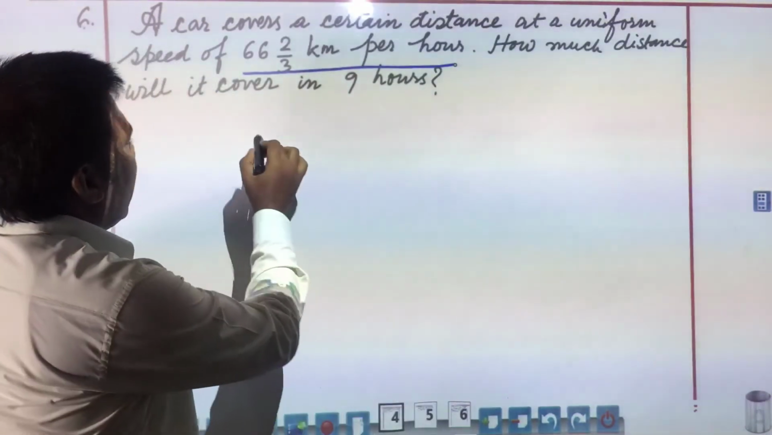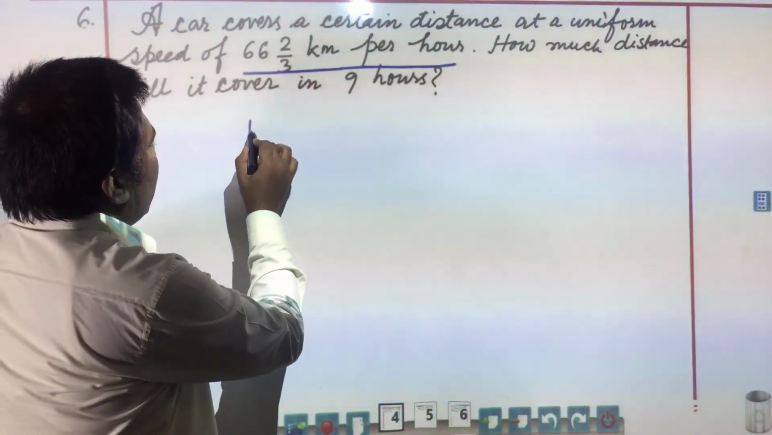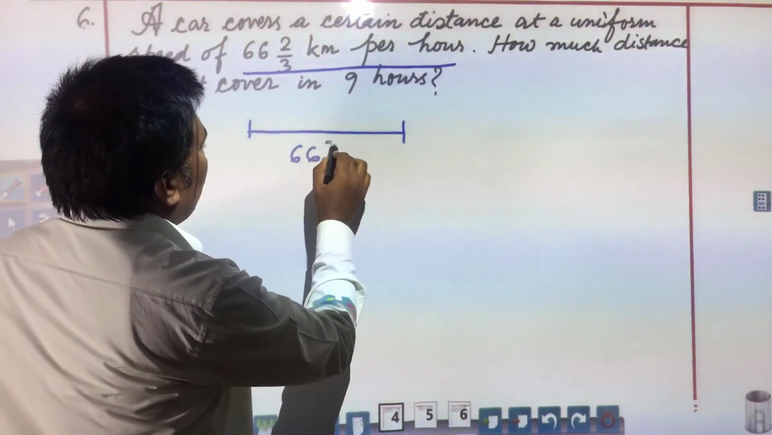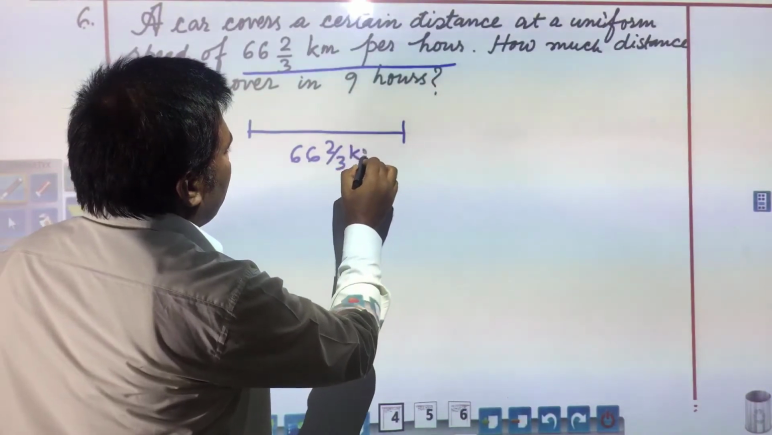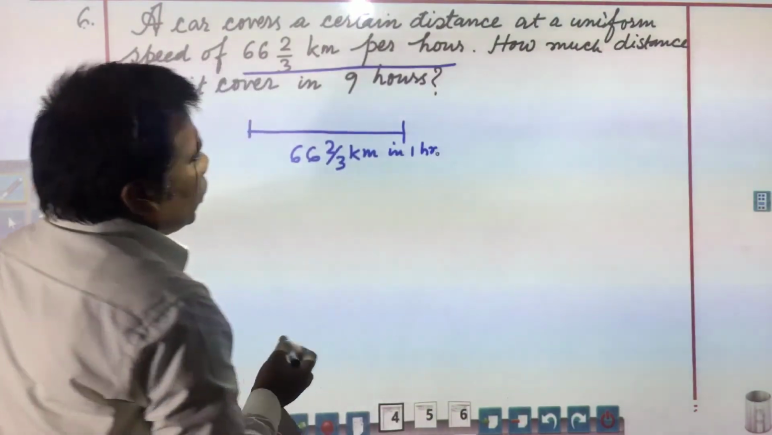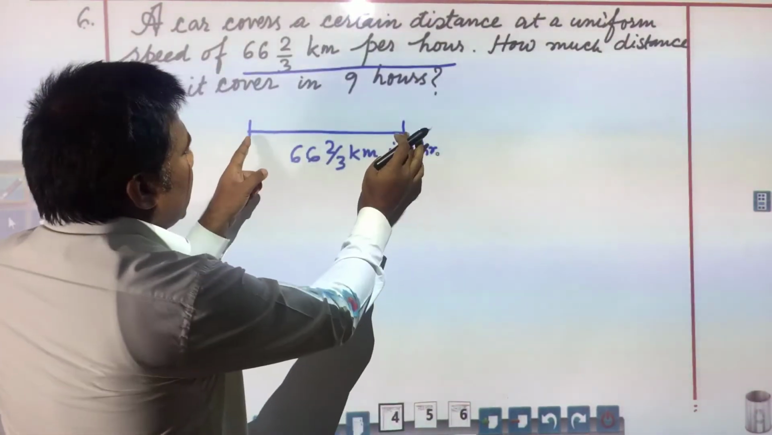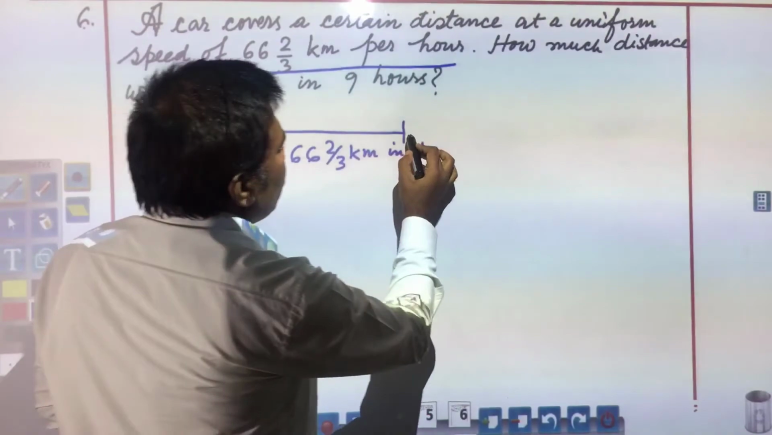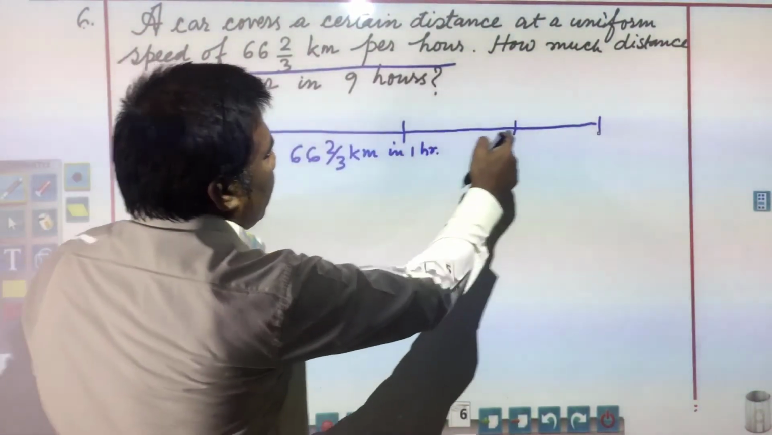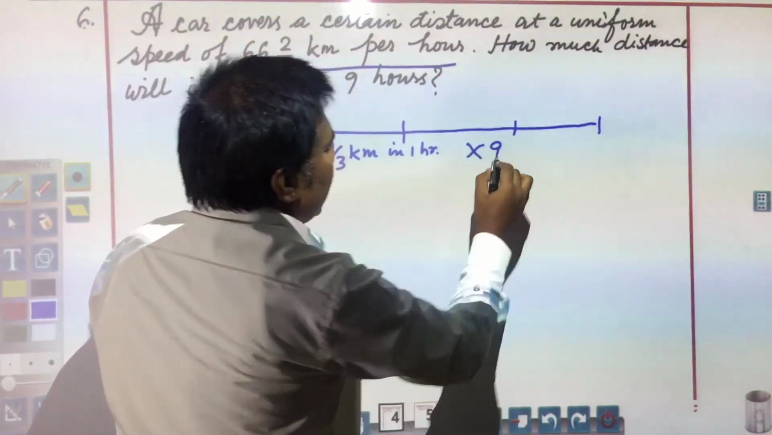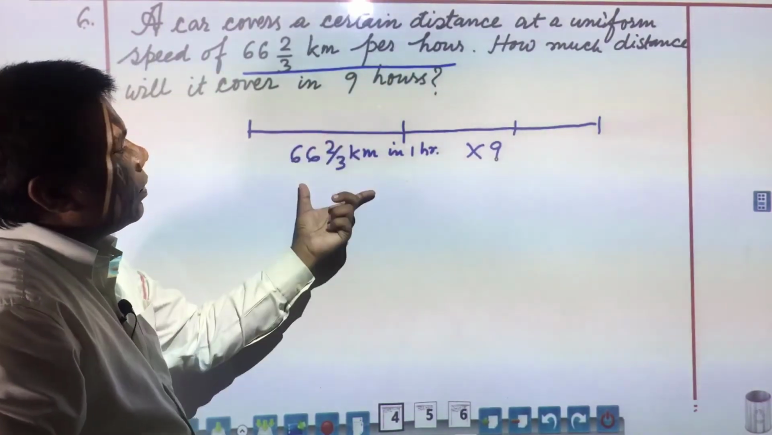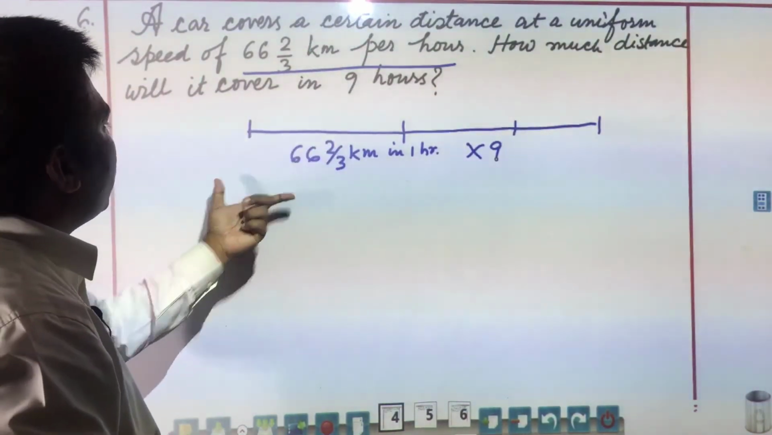Question is, try to understand, suppose you have one car and that covers a distance of 66 whole 2 by 3 kilometer in 1 hour. So, for 9 hours, suppose this much distance has been covered in 1 hour. So, in 9 hours how much distance will be covered? This distance should be multiplied by 9, that much distance it will cover. So, simple simplification is there. So, you need to write down. How will you write?